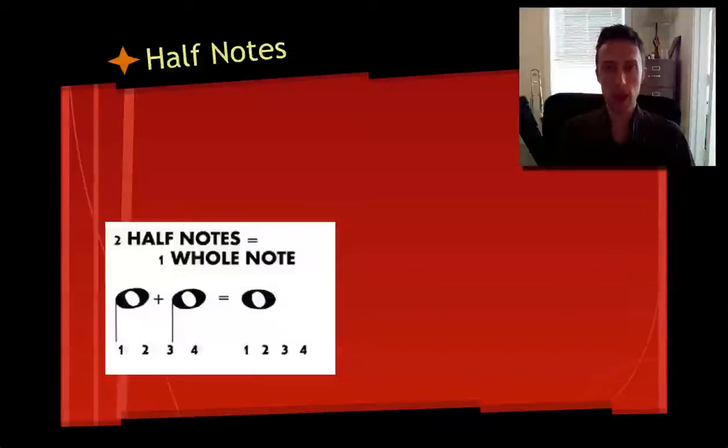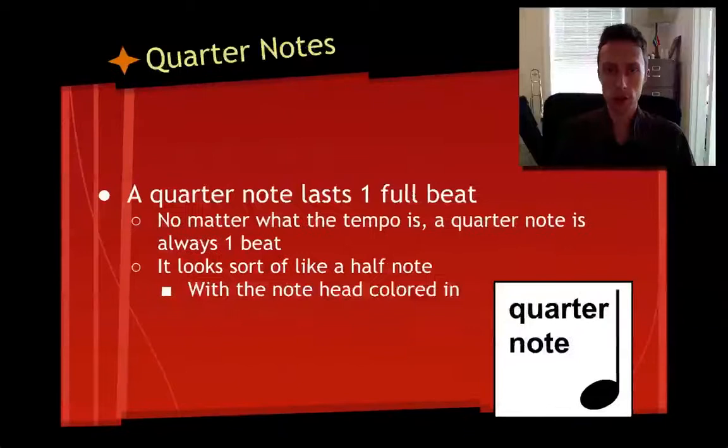So, and now, for our next note, as you might have guessed, the quarter note. So the quarter note is 1 full beat. So 1 beat per note is quarter notes. Again, it doesn't matter what the tempo is, if it's fast, slow, medium, whatever. A quarter note is always worth 1 beat.